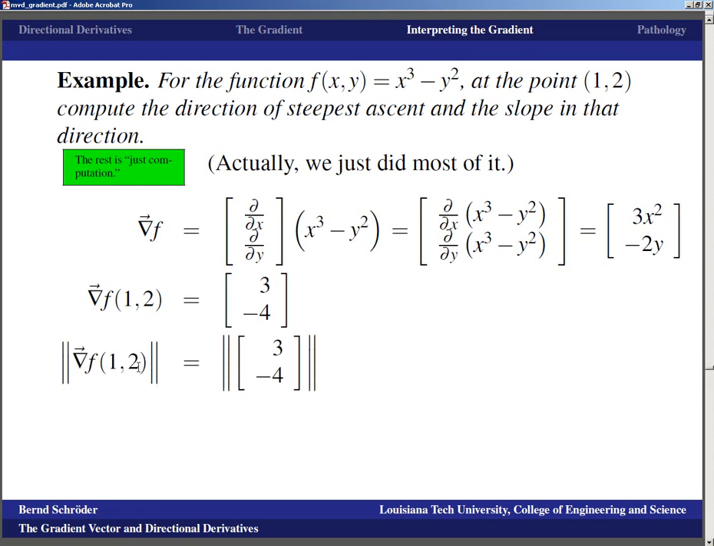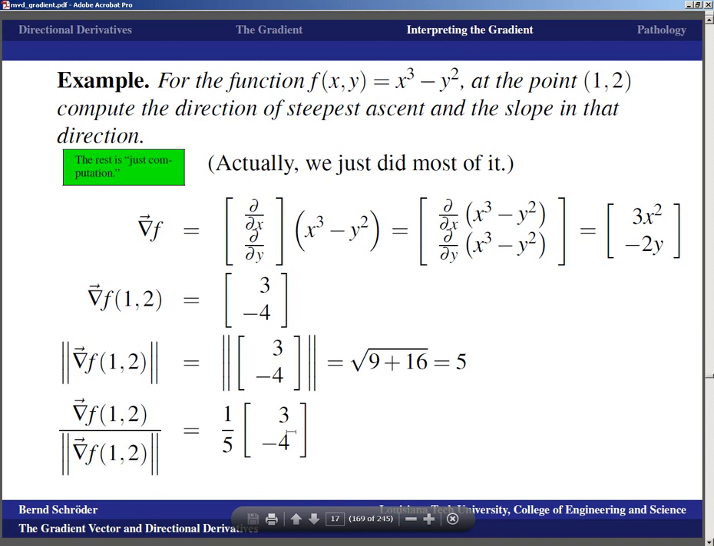The magnitude of the gradient will be the magnitude of (3, negative 4), which is the square root of 9 plus 16, which is the square root of 25, which is 5. And the gradient divided by the gradient's magnitude is just 1/5 times (3, negative 4). And that is that we now have the direction of steepest ascent, which is this vector here. Highlighting again, this is balking at me. There we go, that looks a lot prettier. The direction of steepest ascent is here, and the slope in that direction is 5.